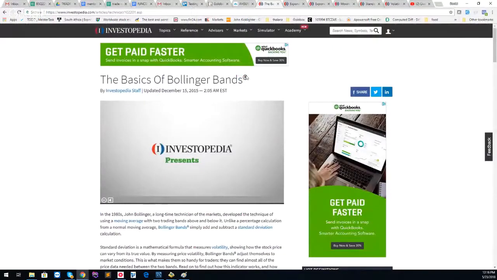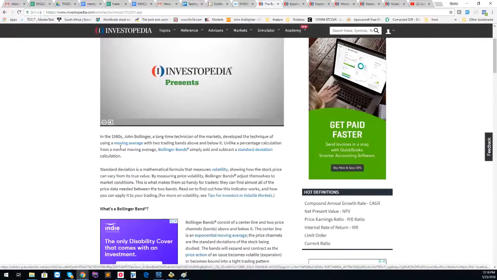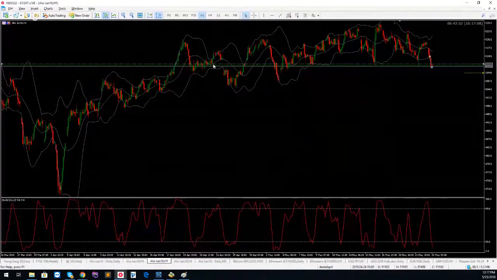Okay, remember it's saying it uses a moving average, and then it uses an above and a below band, indicating standard deviation calculations of the price. Effectively, the middle line is the 20-day moving average of the price. So over 20 days, what was the moving average of the specific asset's price? Right, so that's what the middle line is.